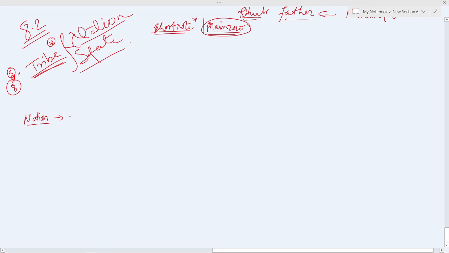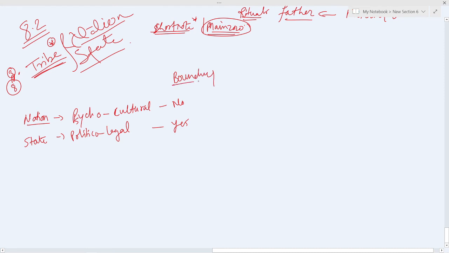Now we'll write down a definition of nation. Nation is basically a psycho-cultural notion, and a nation may or may not have a boundary, and state is basically a politico-legal entity. So a nation will not have a boundary in general, but when it comes to state, it will have definite boundaries.